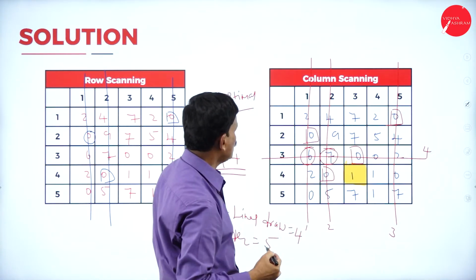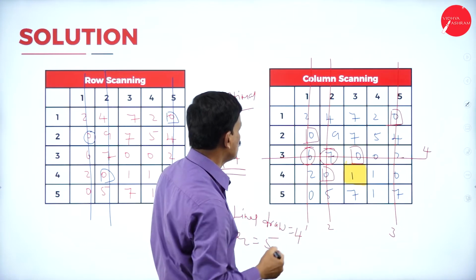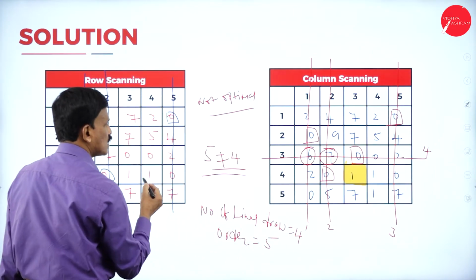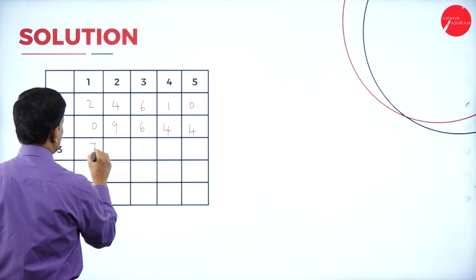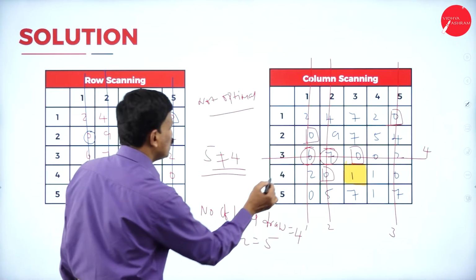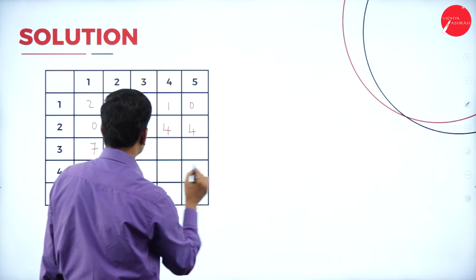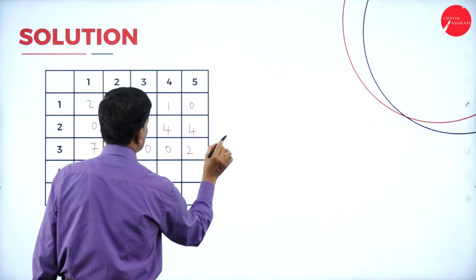So we can add 1. 6 plus 1, 7 plus 1. 6 plus 1 is 7, 7 plus 1 is 8. 7 and 8. And the remaining value is 0, 0, 2 as it is.